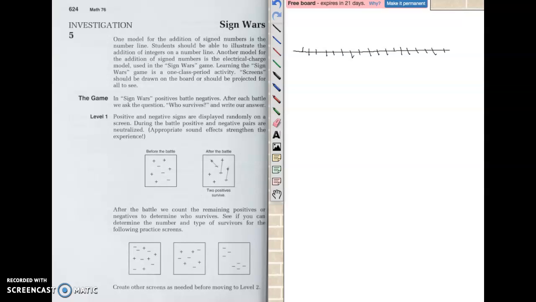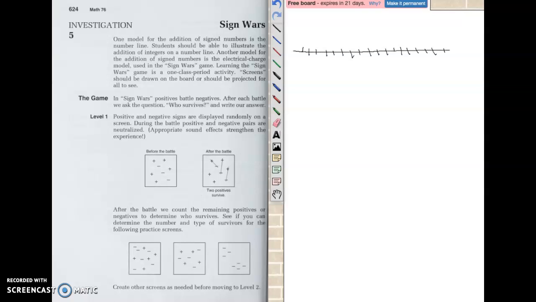So what we're going to do today is an algebraic addition activity. In my old school book, it was Investigation 5. It's called Sign Wars. But for yours, it's 104, page 561. So here's the whole idea of this sign wars, and really the whole idea of the lesson. This idea of the lesson is adding and subtracting positive and negative integers.